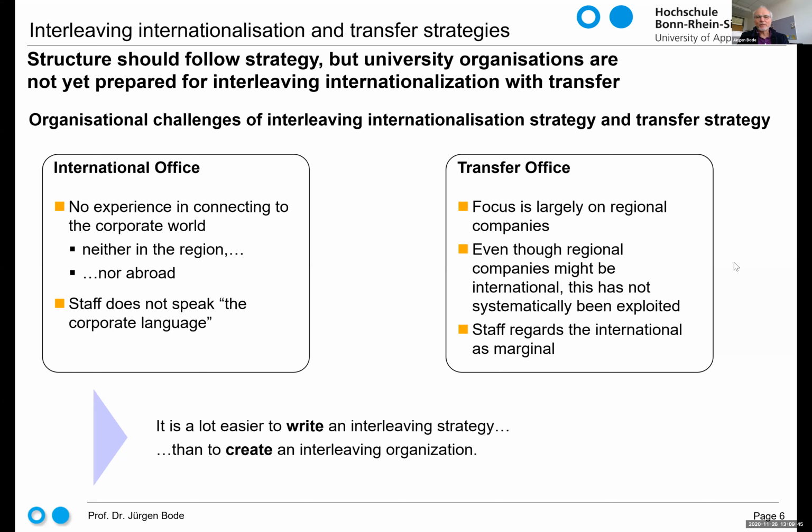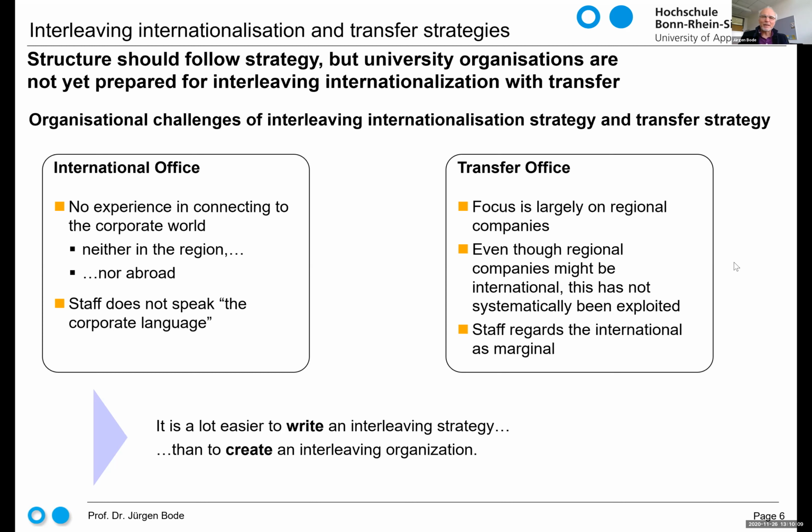Yes, this is also a very good point that, for instance, in our personnel development initiatives, we would allow the international office to obtain experience with companies. That's a very good point, so that the staff starts to speak the corporate language. Interesting point. We have not thought about it yet.